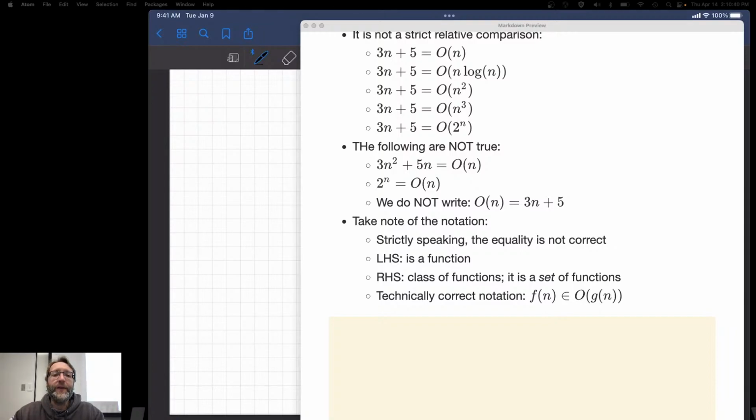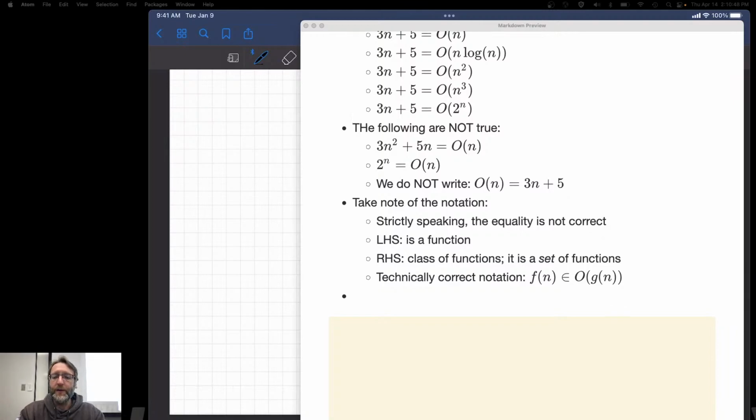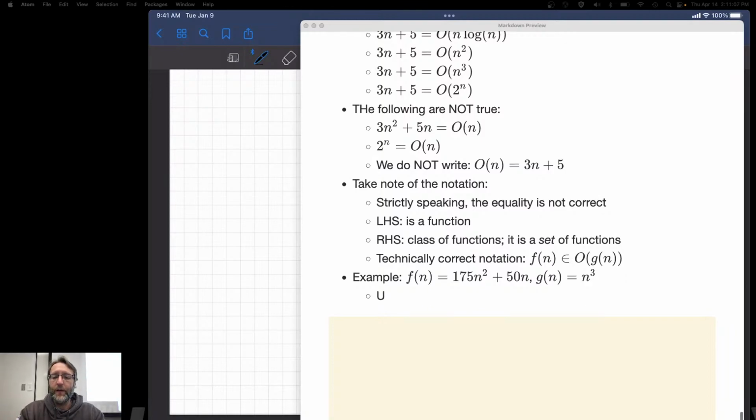All right, so let's look at the interpretation of these things. I'm going to go with these two functions as examples. What if I have the function f of n equal to 175 n squared plus 50n, and g of n is, say, n cubed? We'll keep it simple. First of all, which one of those functions is bigger? What does our intuition tell us?